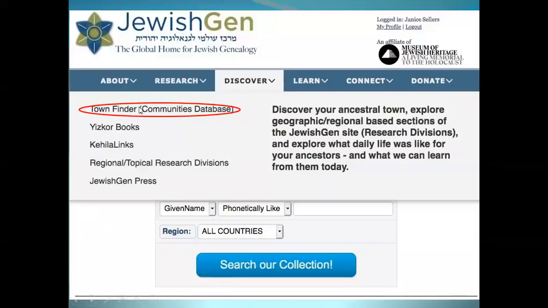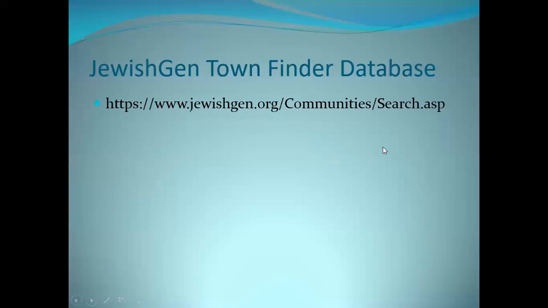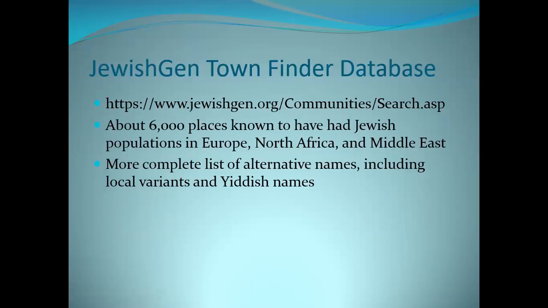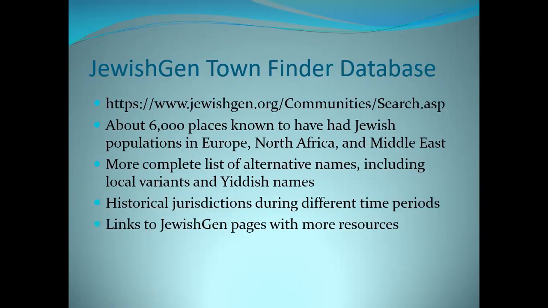Okay, Town Finder. This is an amazingly awesome resource in general because it's a great way to find the names of places that you're not sure how it was supposed to have been spelled. I think that's the last link there. So about 6,000 places specifically known to have had Jewish populations. That's that same list that the Family Finder list is based on. So it has lists of alternative names over time in different languages, local variants, and a lot of the Yiddish names for these places.